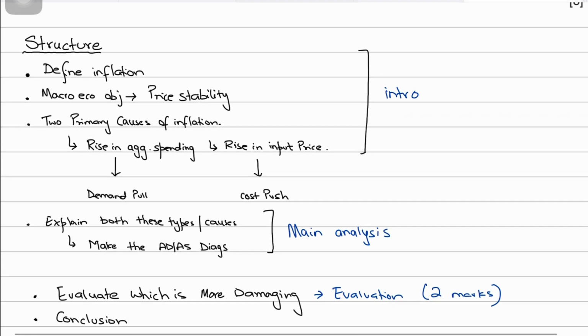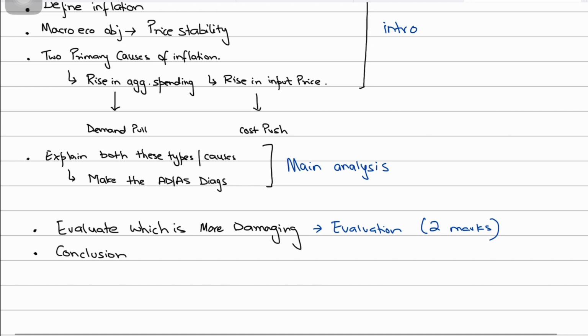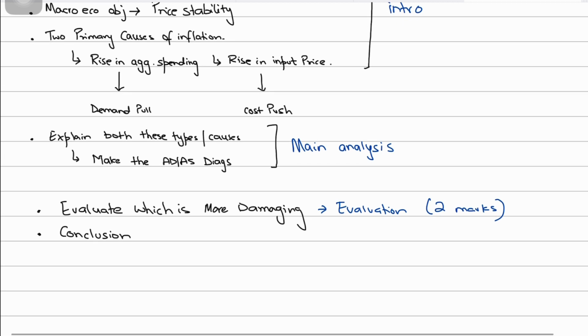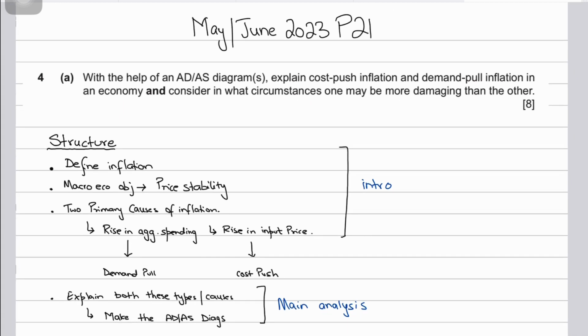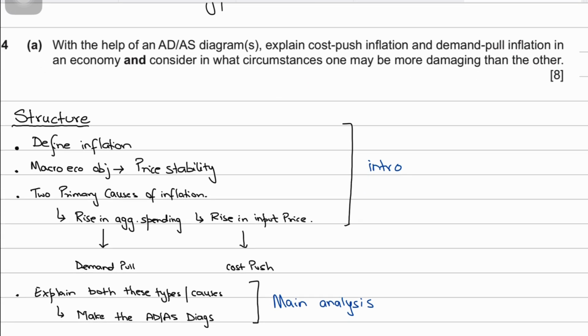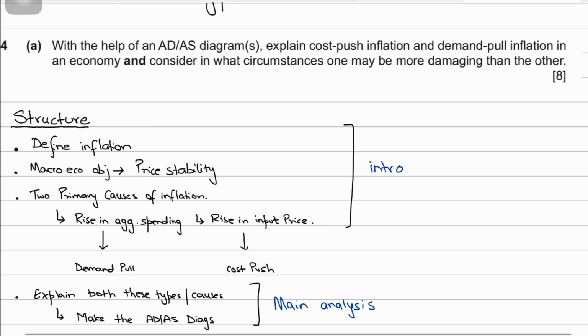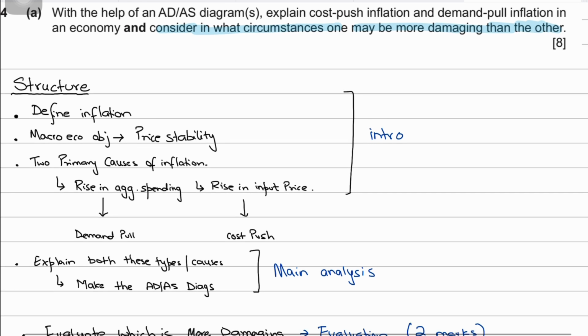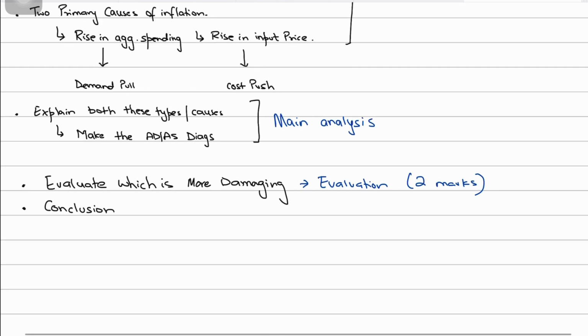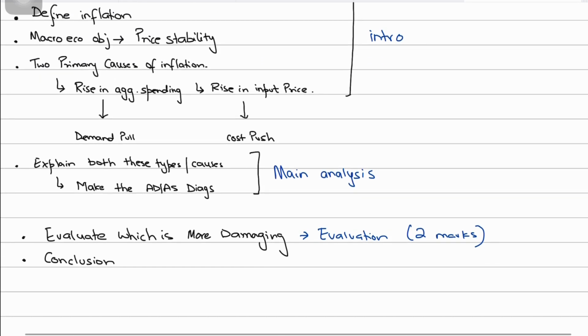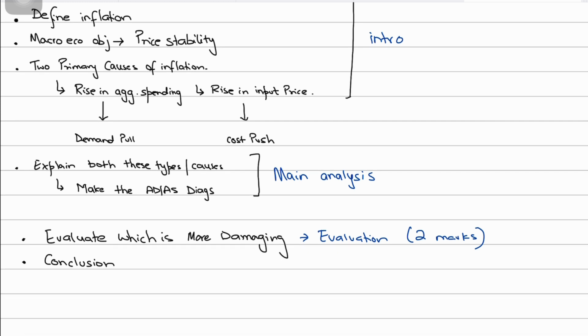And then we'll draw the AD-AS diagrams, and then the analysis for how these two types of inflation take place. And then we'll move on to the evaluation part, because now you have evaluation for an 8-mark question as well, and 2 marks are assigned for that. Because the question says, and consider in what circumstances one may be more damaging than the other. So this is what the evaluation is, right? So evaluate which is more damaging, and there are 2 marks kept for this, and then we'll end the answer with a conclusion, and I'll show you how you'll evaluate and then what could be a probable conclusion.